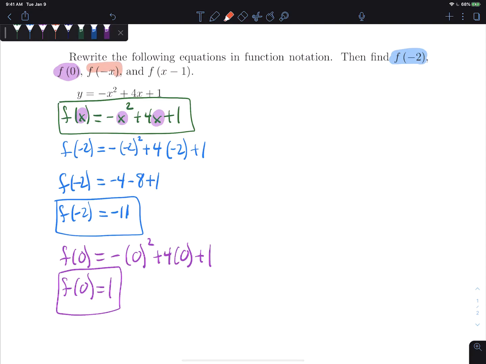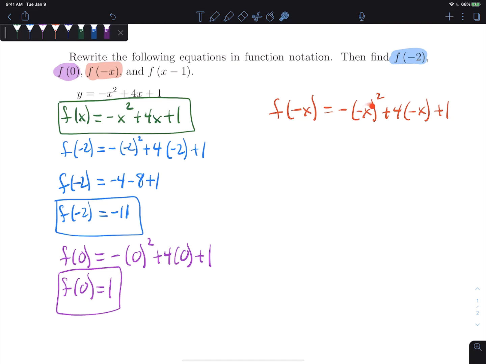Now, let's look at f of negative x. To find f of negative x, I'm going to again go back to the original f of x here. And this time I'm going to replace all of the x values with this negative x. So that's going to give me negative and then negative x squared plus 4 times negative x plus 1. Awesome. And then again, just simplify it.